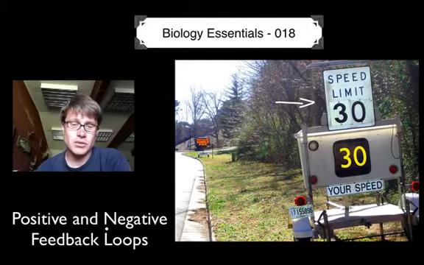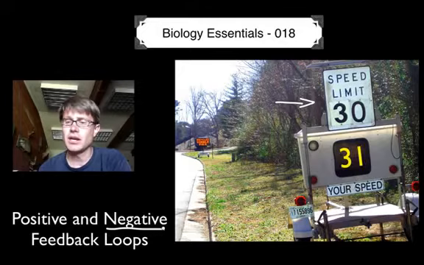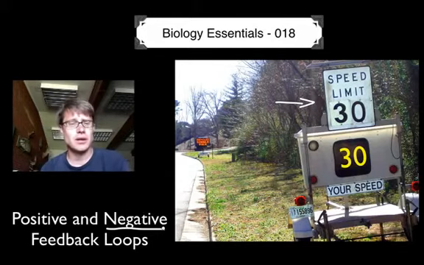Now what I'm just showing you here is what's called a negative feedback loop. In other words, you'll dance around that point. You'll speed up, you'll slow down, and eventually you hit that point. So a negative feedback loop brings you closer to the target set point.